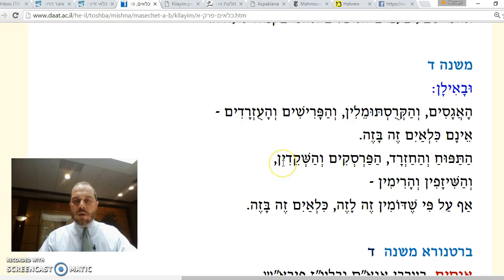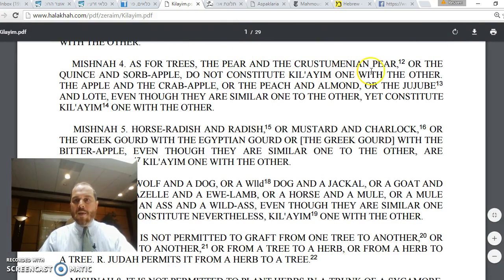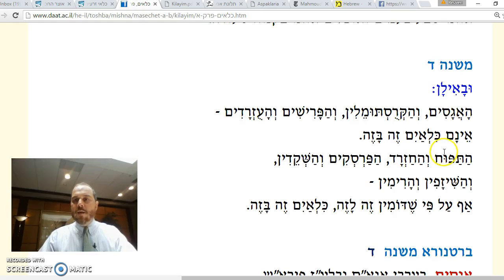Haparsekin ve'hashkedim, shkedim we consider almonds. Shizafim ve'harimin, afa pisha domin zeh la'zeh, Kilayim zeh bazeh. So these different pairs are now our Kilayim: tapuach and chazrad, parsekin and shkedim. So let's look at the English just to understand what these are. Okay, start again. Ilan, agasim ve'krustalamin, prishim ve'uzradim, these are not Kilayim zeh bazeh. As for trees, the pear and the krustamian pear, or the quince and the sorb apple, are not Kilayim. Back to the Mishnah: tapuach ve'chazrad, parsekim ve'shkedim, shizafim ve'rimin, all those are, even though they're comparable.